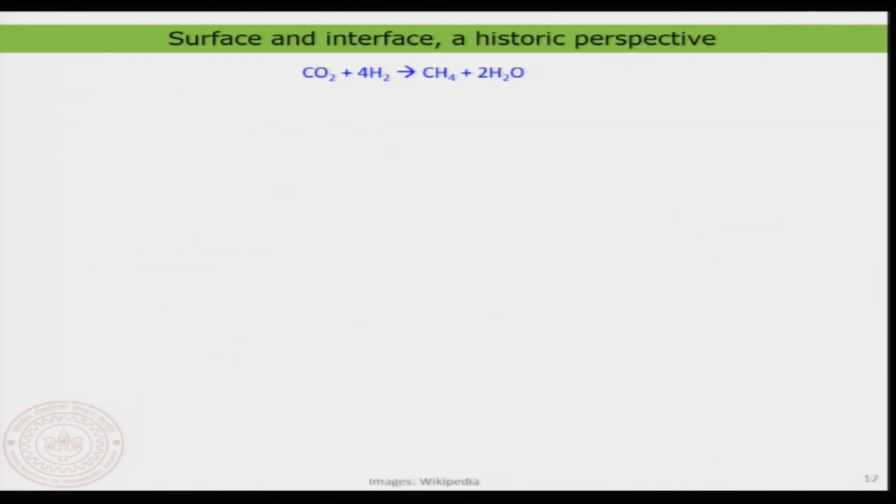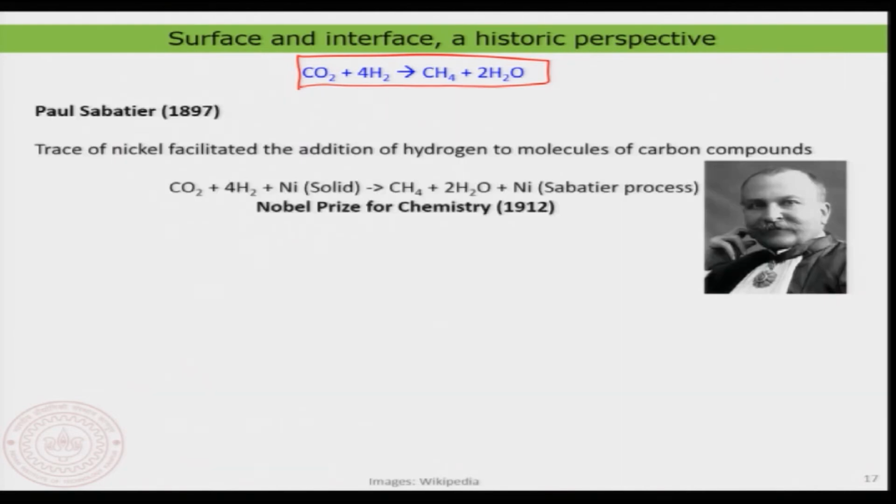Now, let us look at a few more important examples in the history. This reaction is also very important, and it was developed for introducing hydrogen atoms to carbon, for example. But when you do this chemical reaction at normal conditions, nothing would happen. But then in 1897, Paul Sabatier discovered that if you use little traces of nickel in whatever form, it was not very clear at that time, a small amount of nickel would facilitate this chemical reaction, and then you can make this reaction happen.